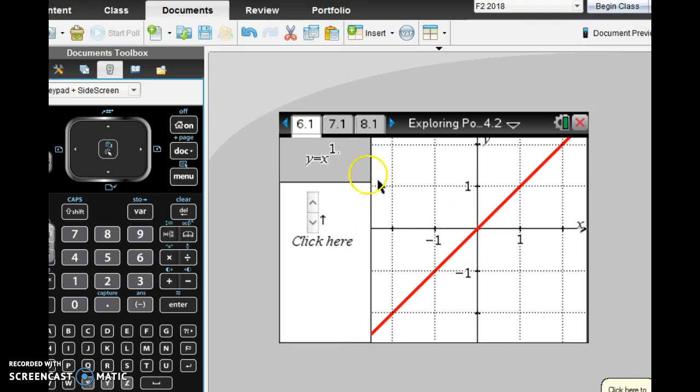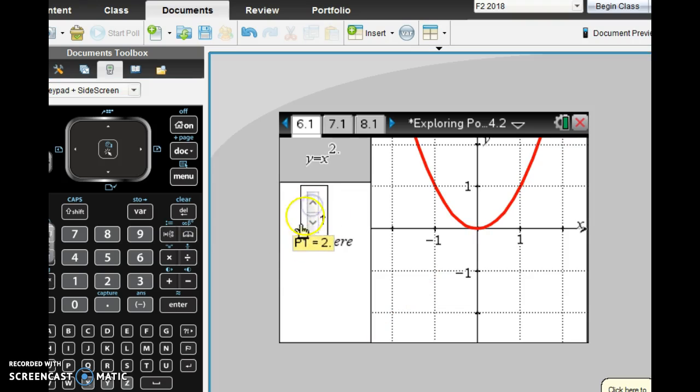So watch the pattern here. When we have x to the first, the graph goes down, up. This one is up, up for x squared. X to the third is down, up. X to the fourth is up, up. Fifth, down, up. Sixth, up, up. Seventh, down, up. Eighth, up, up. Can you see the pattern here?